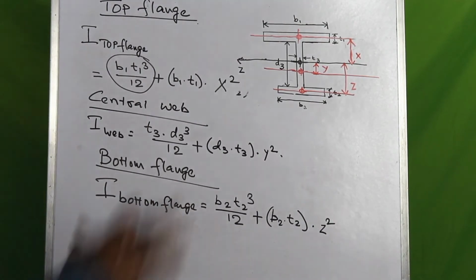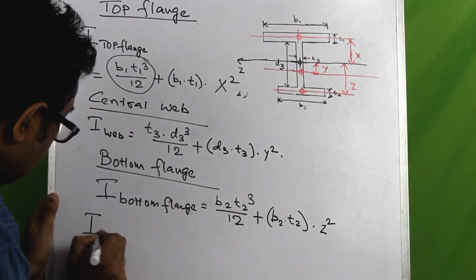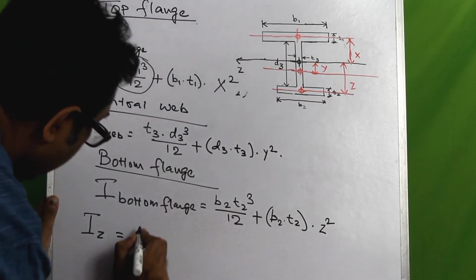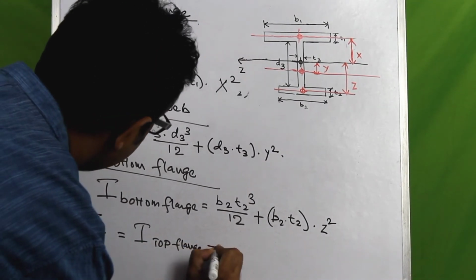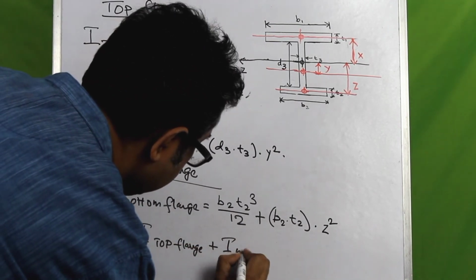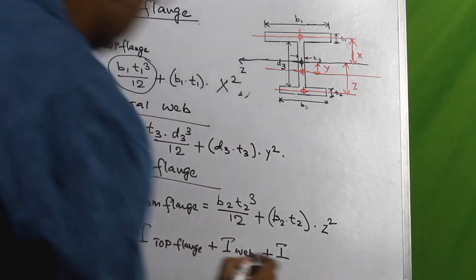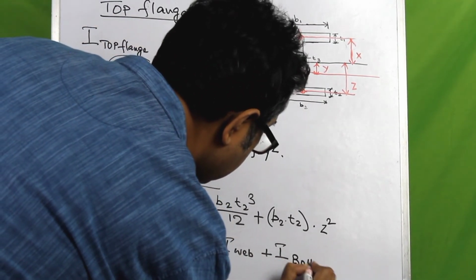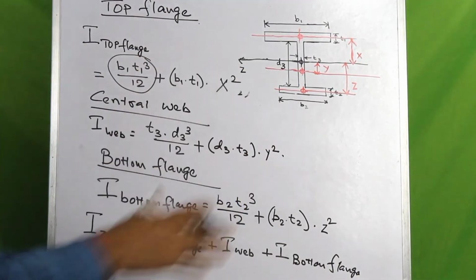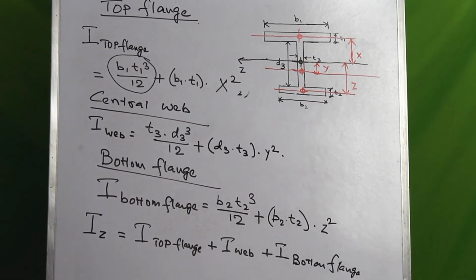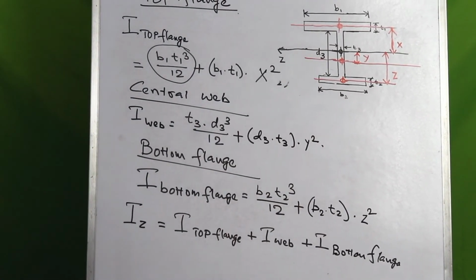So the moment of inertia of this whole cross section about this z axis, Iz, would now be given as I top flange plus I of web and the I of bottom flange. So if we add these expressions up, you would get the moment of inertia of the whole cross section about its own centroidal horizontal axis.